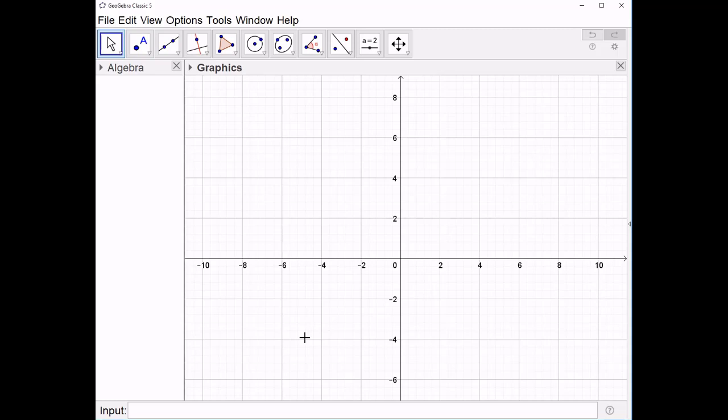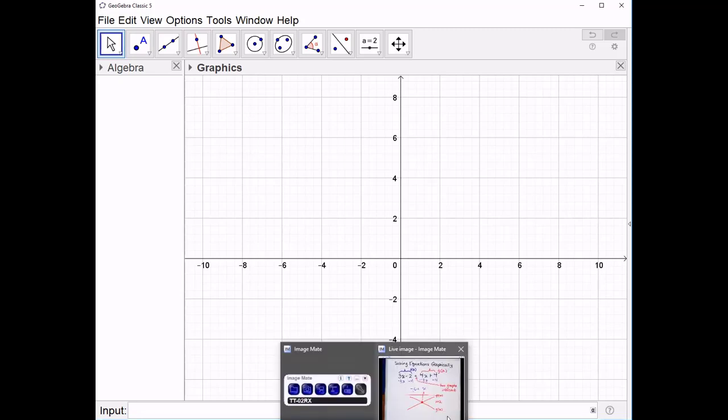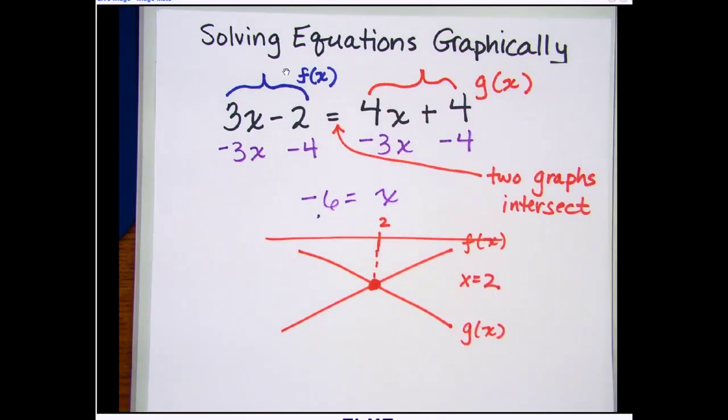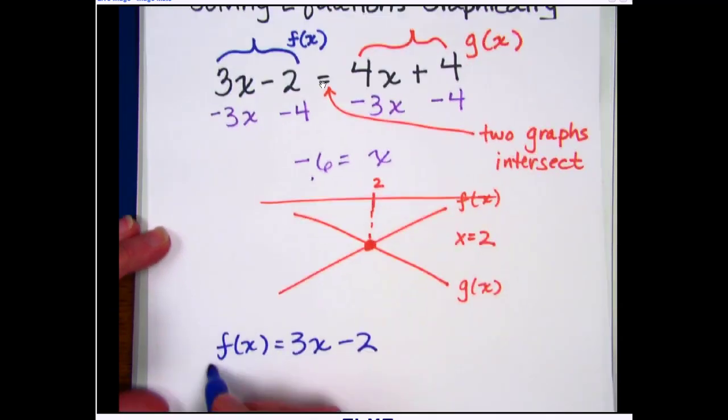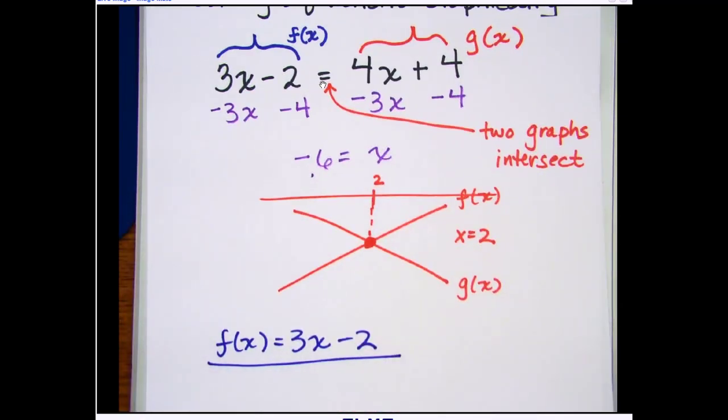All right. Now you'll notice down here at the bottom is the input line, and that's what we're going to use to input our functions. All right. And now GeoGebra loves function notation, so we're going to go with that. We're going to enter one function as this side, f of x equals 3x minus 2. So this will be exactly what I type in that input line in GeoGebra.